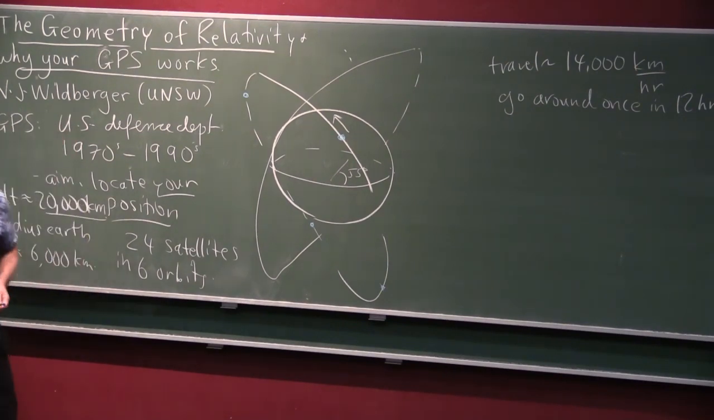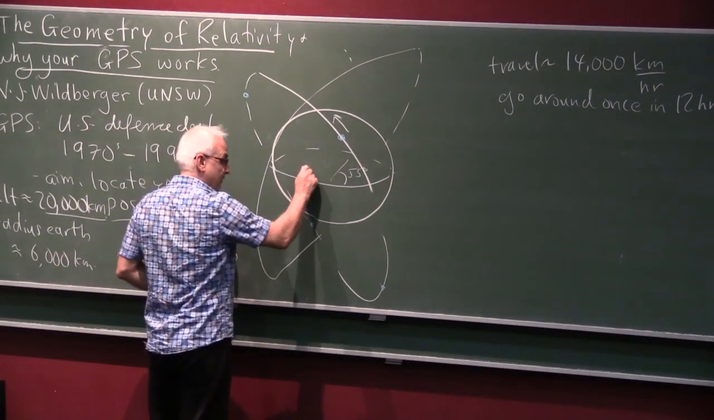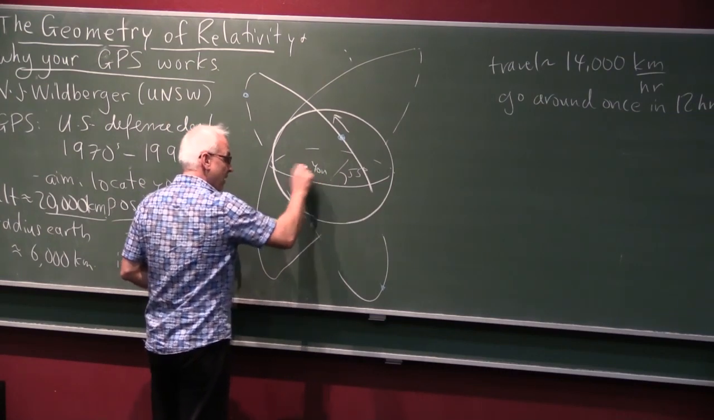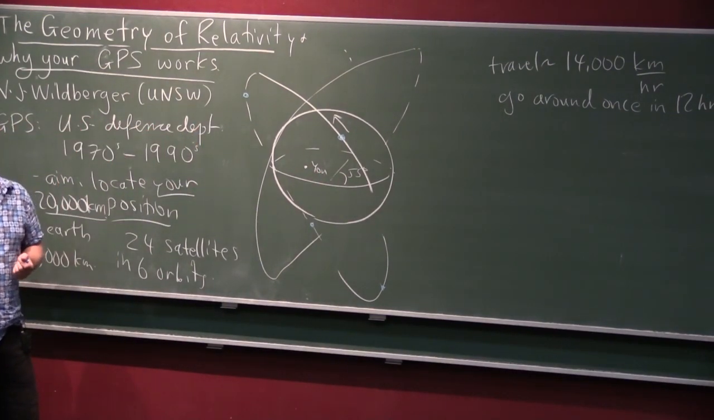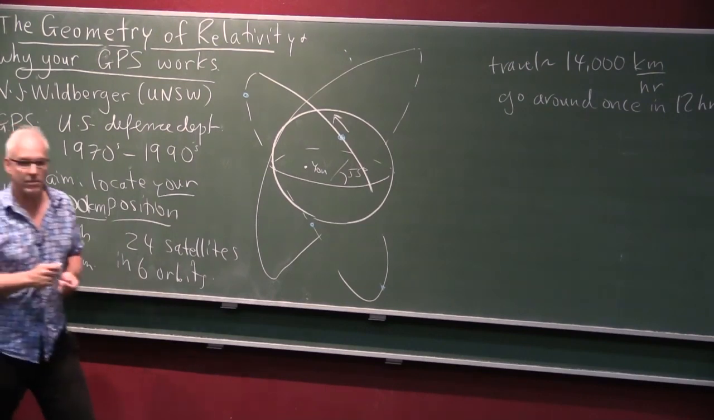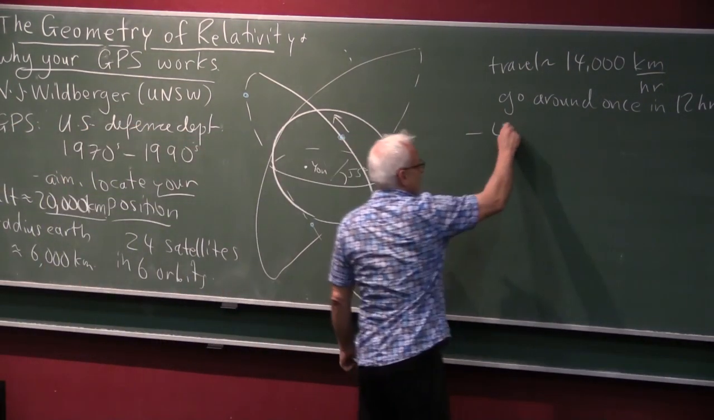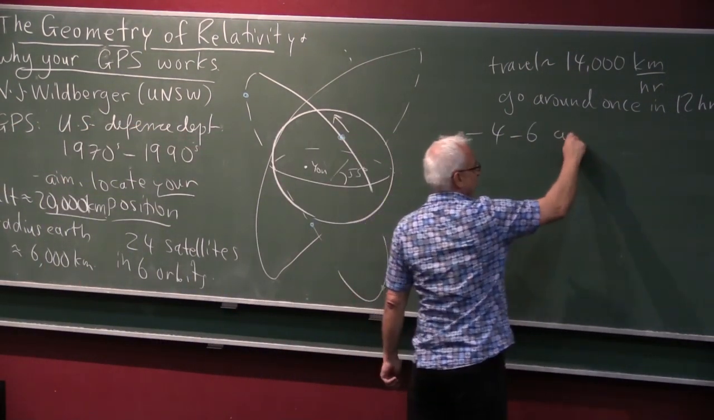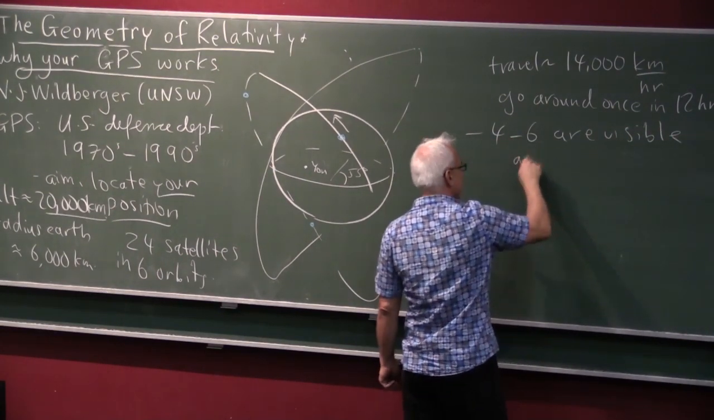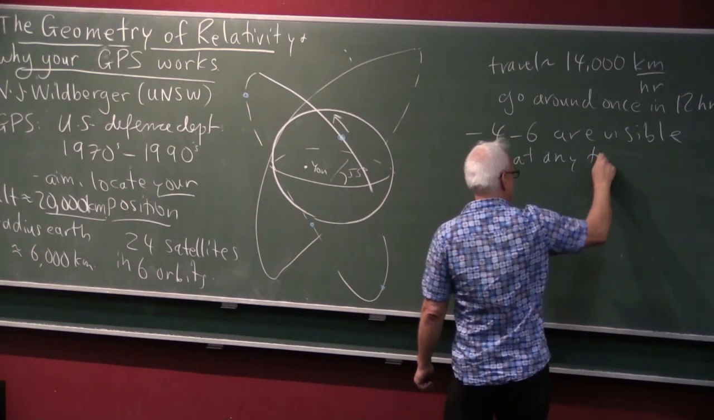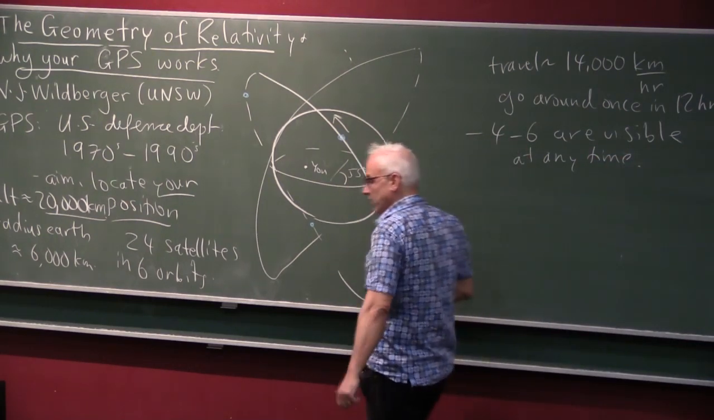Okay, what's the idea? Well, you are somewhere with your little receiver, and the positions of these orbits are such that at least four of them are visible at any point on the planet at any given time. So usually four to six are visible everywhere at any time. And it's really only four of them that are needed.